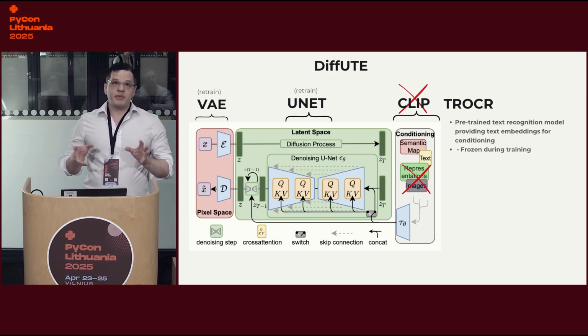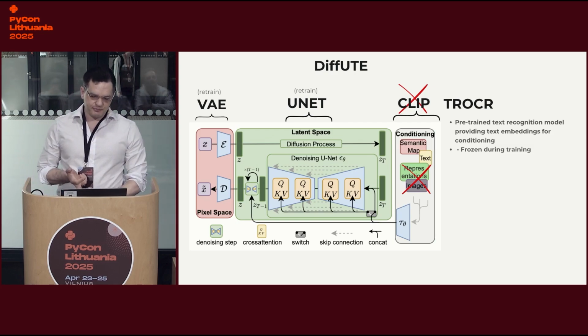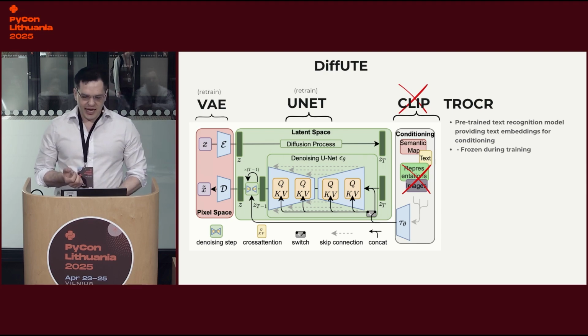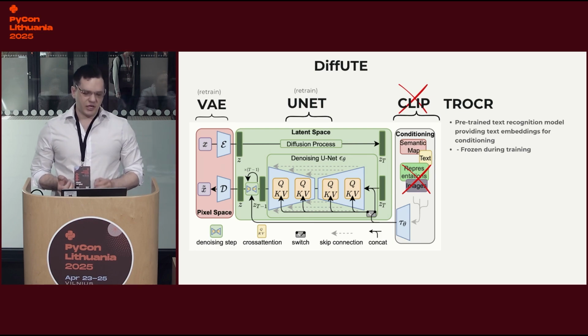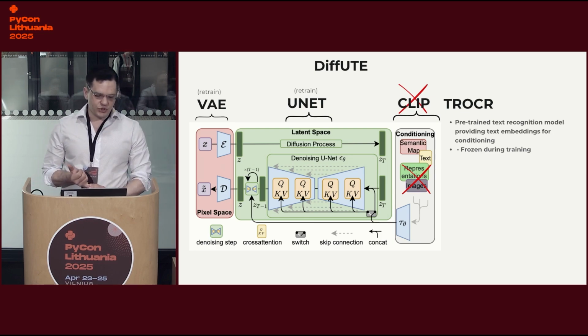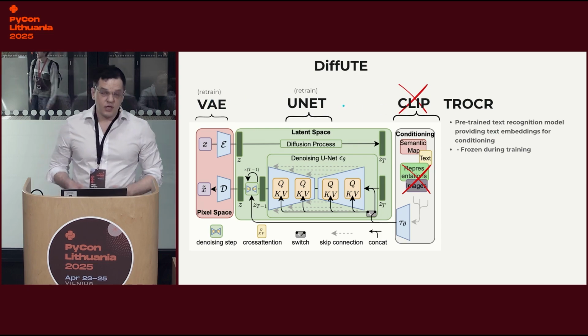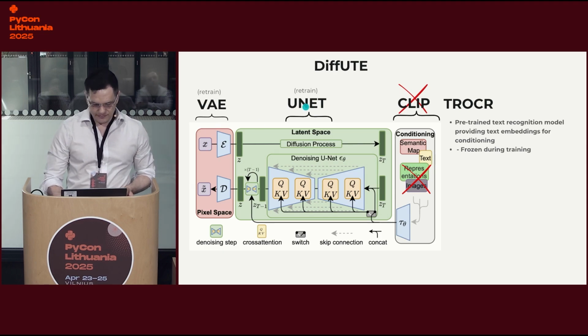So what the DiffUTE paper does is it makes two main changes. First, it replaces CLIP with TrOCR. So this is a pre-trained recognition model, and they hook the embedding straight into the UNet. Secondly, they retrain both the variational autoencoder and the UNet. So the training step is done first with the variational autoencoder, and then the UNet.